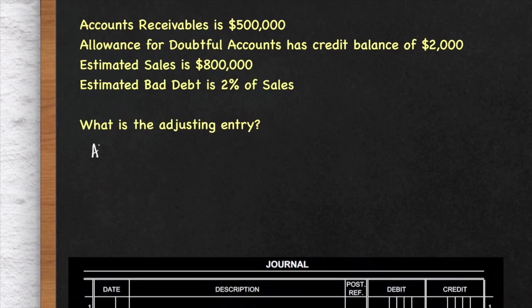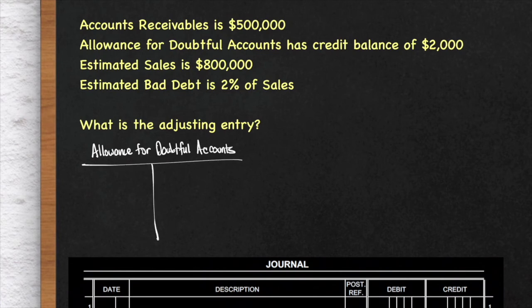With all these problems, I like to do a T account first for the allowance for doubtful accounts. So allowance for doubtful accounts, and I'm going to make a T account right here. Remember, the allowance for doubtful accounts usually has a credit normal balance, but it's important to note that it can have a starting debit balance. But in this problem, it says that it has a starting credit balance of $2,000 from the previous period. Please note that in the T account, this space right here is where the adjusting entry will be. And you'll see in a moment what I mean by that.